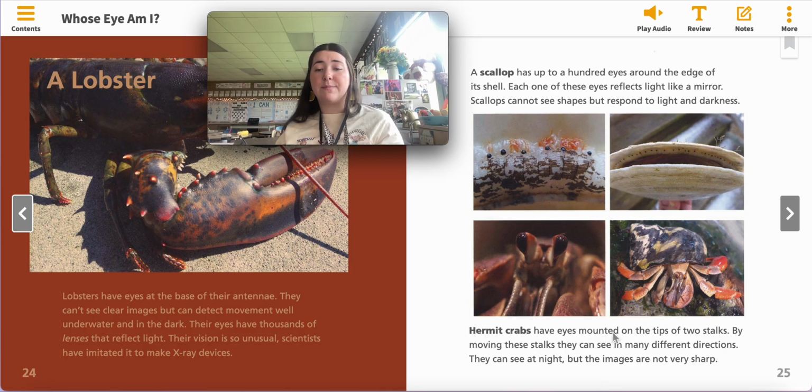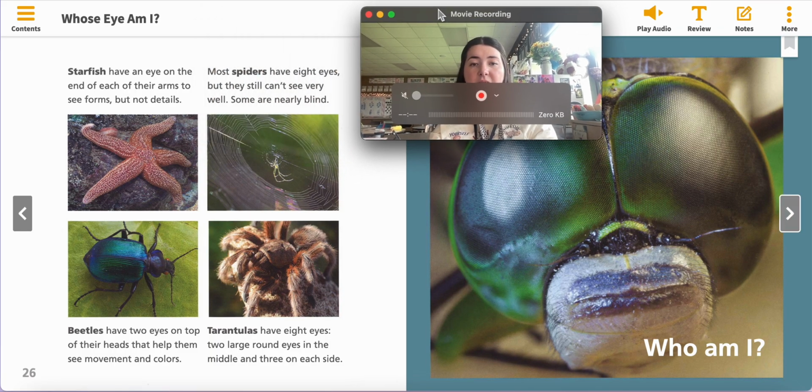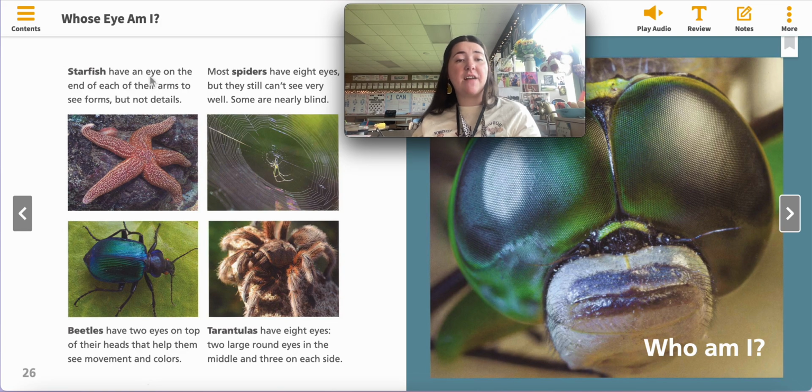Hermit crabs have eyes mounted on the tips of 2 stalks. By moving these stalks, they can see in many different directions. They can see at night, but the images are not very sharp. Starfish have an eye on the end of each of their arms to see forms, but not details.